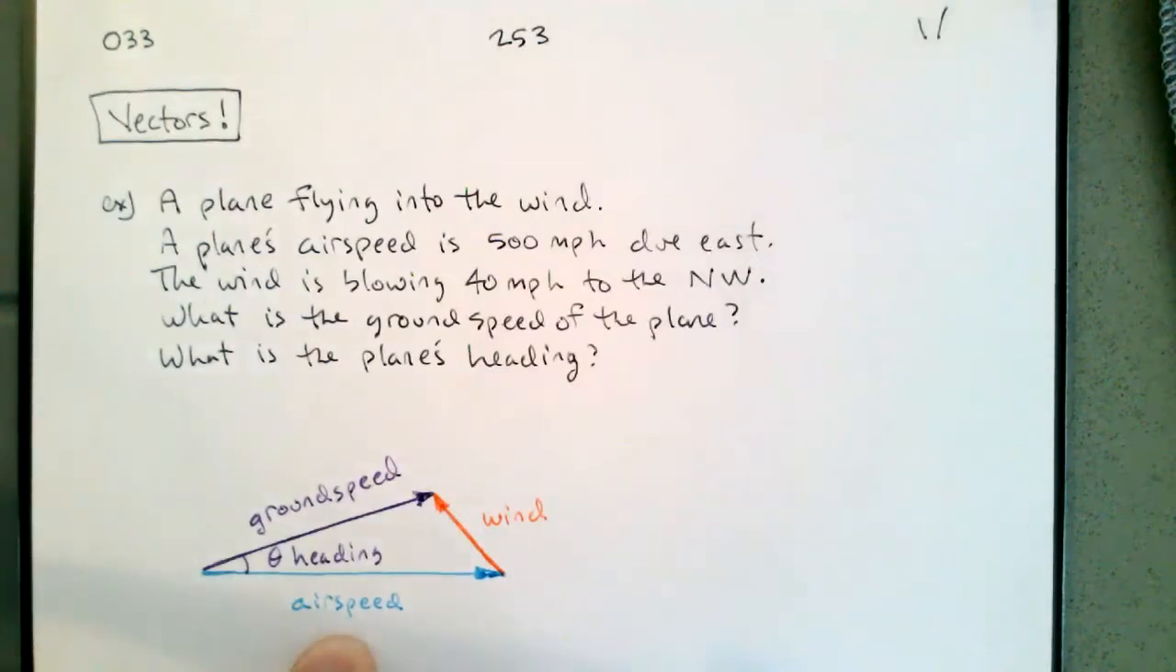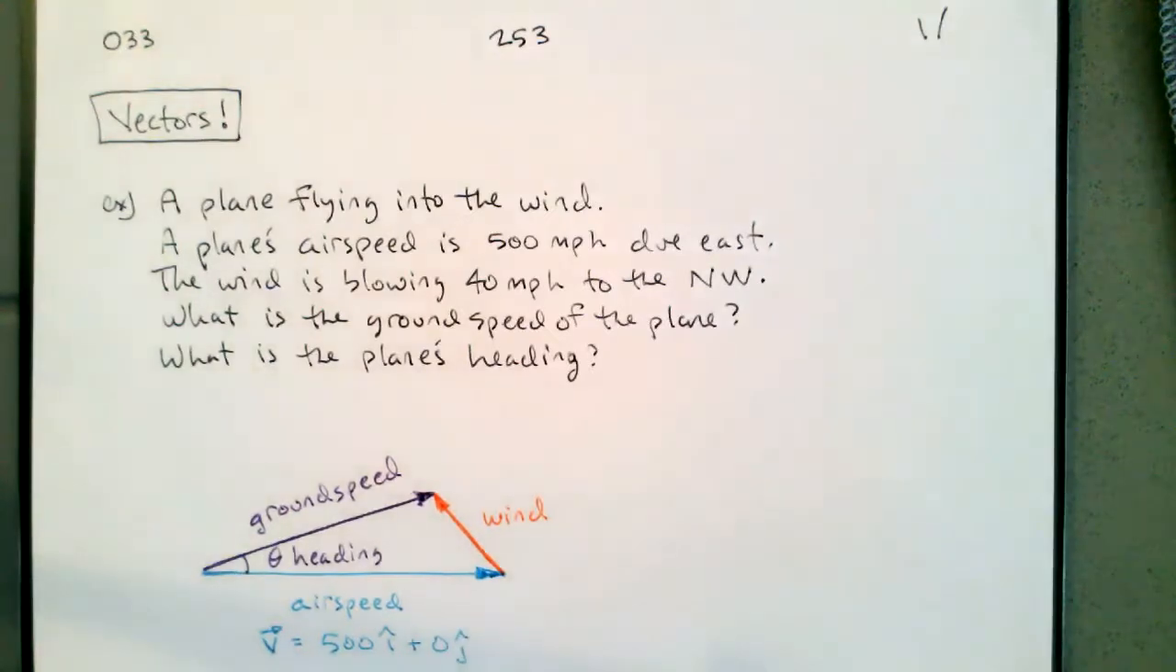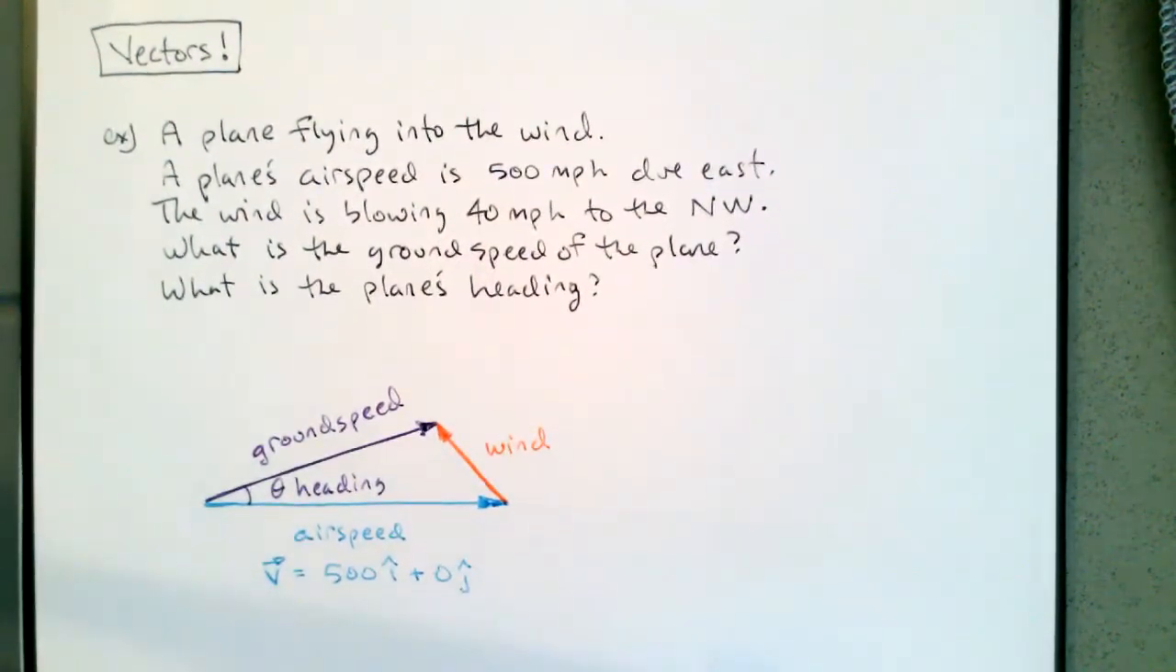So I'm going to write this airspeed as a vector. And this vector is all horizontal. So I'm going to say this is 500 i hat and 0 j hat. I'm just going to break the airspeed into components. It's all horizontal. I'm going to use the usual convention, right is positive and up is positive. So we're doing 500 horizontal and 0 vertical.